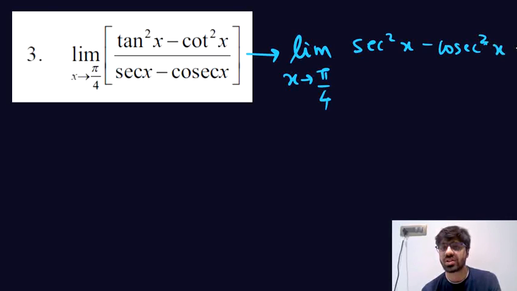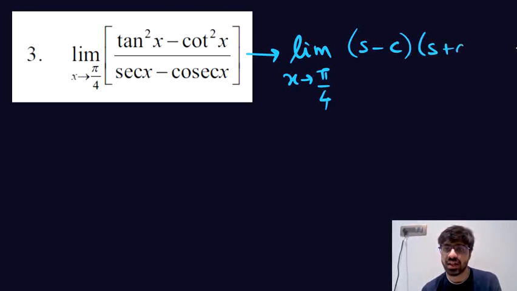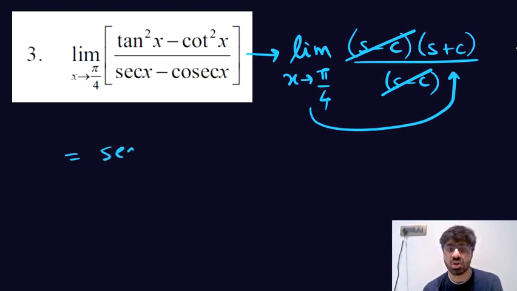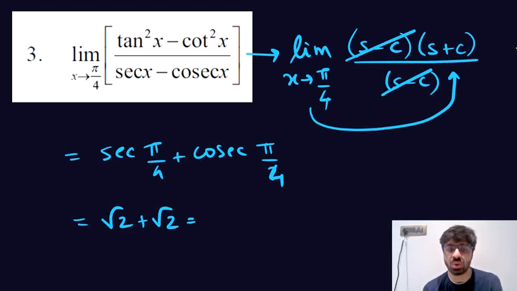And sec square x minus cosec square x is of the type a square minus b square. So you can write that as sec x minus cosec x into sec x plus cosec x divided by we have sec x minus cosec x. Sec x minus cosec x gets cancelled, and finally you need to put x as pi by 4 in the leftover expression. So we have sec pi by 4 plus cosec pi by 4, both of which are equal to root 2. So we have root 2 plus root 2, which is equal to 2 root 2, and that's the value for the third question.